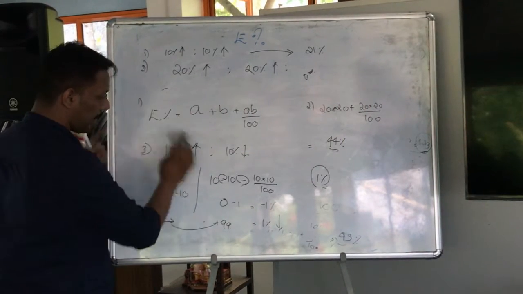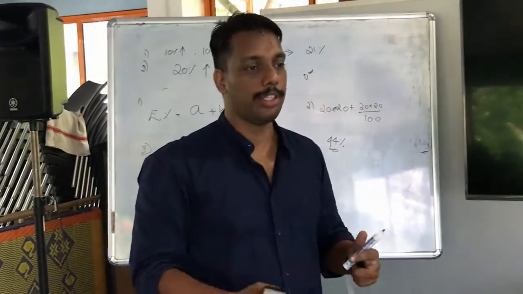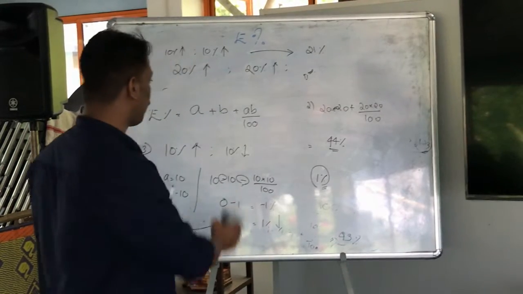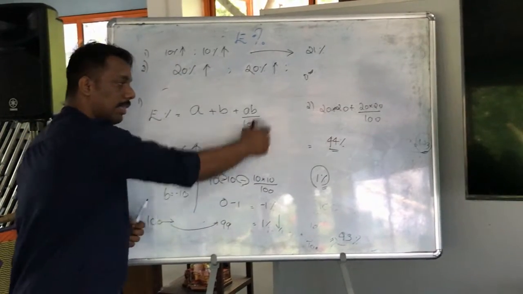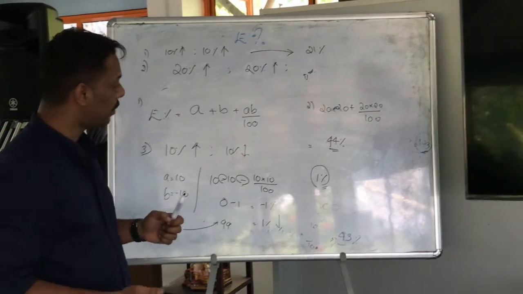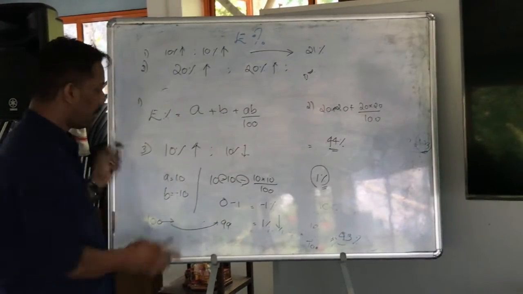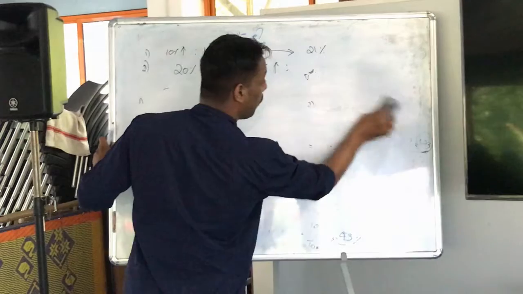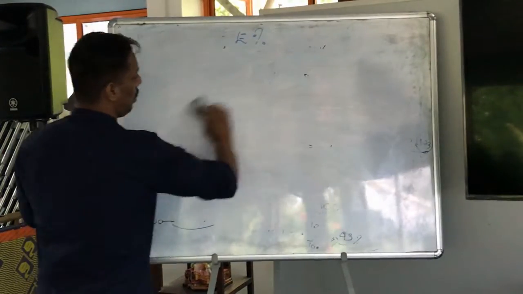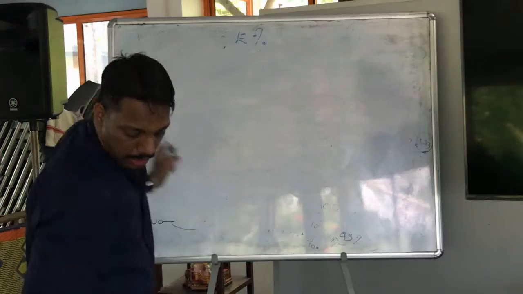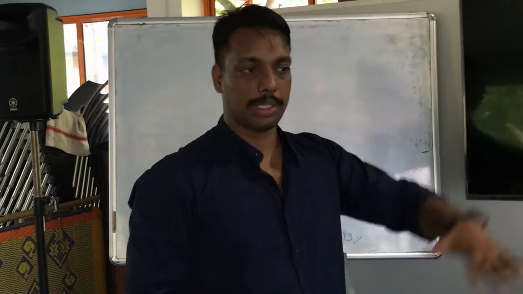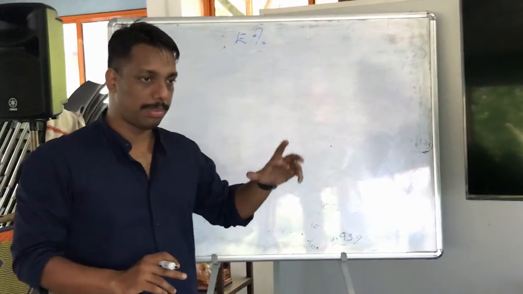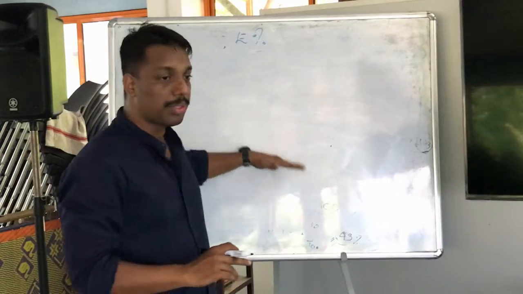One more method is there. Actually, I will explain a new, tricky method. In most of your textbooks, they will solve this type of problem by this method: A plus B plus AB by 100. Instead of using this equation, you can solve the same problem by a new method. I will solve most of the problems in 2 or 3 methods. Whichever method is easy for you, you can select. If you understand the percentage concept very thoroughly, then you can use the tricky method.